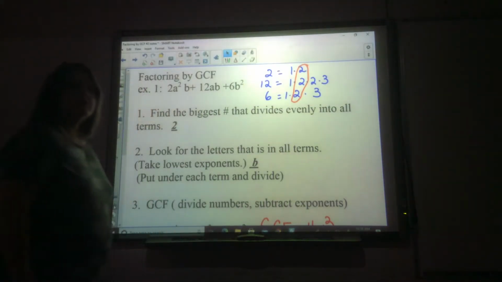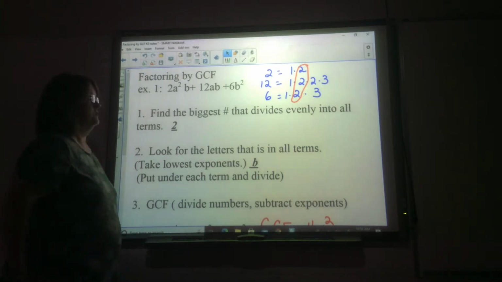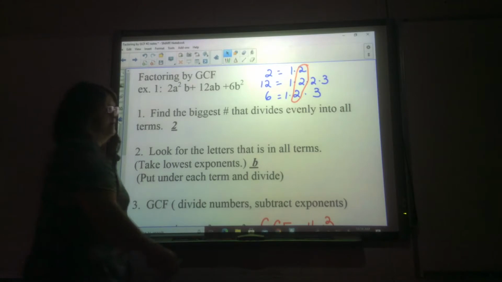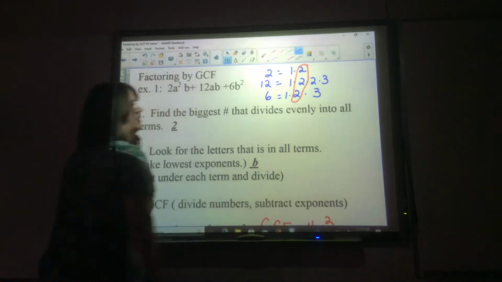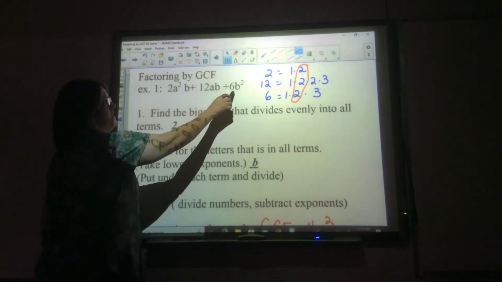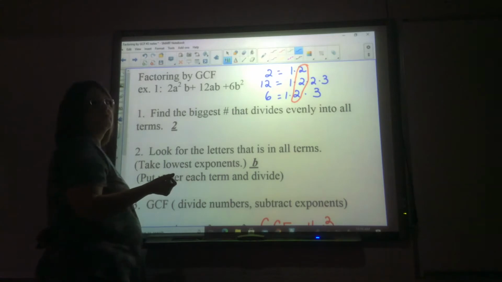Okay, we're going to factor by GCF, which stands for greatest common factor. When you factor this way, you look at all your terms, however many you have. This problem happens to have 3. I might have one that has 4 or one that has 2. However many terms it is, you want to look at each term, and you're going to be looking at your numbers and your variables separately.